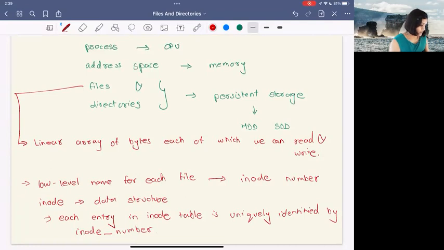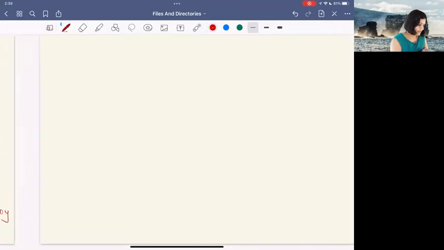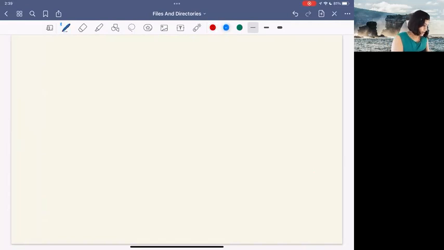So with these basic terminologies now clear in our heads, let's learn about how the OS should manage a persistent storage.